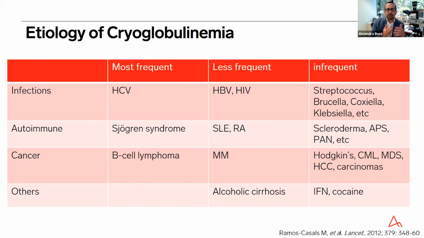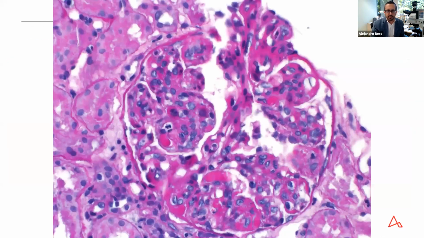And for type 1 cryo, usually patients have Waldenstrom's or multiple myeloma or B-cell lymphomas. There are less common causes, and I just want to bring your attention to bacterial infections because, we talked about the endocarditis being able to cause a proliferative GN or a crescentic GN, even trigger some ANCAs. Well, those same patients can also develop cryo. So let's keep in mind that cryo can also be due to bacterial infections.